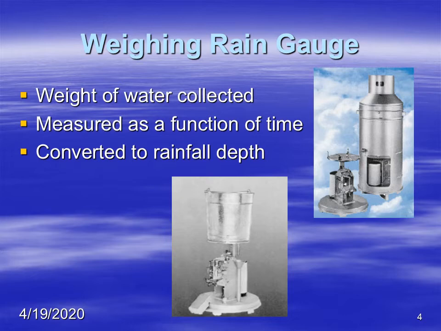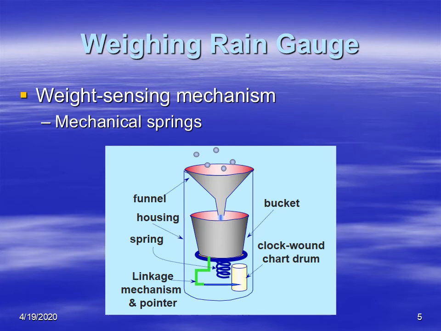So weighing rain gauges use the weight of the water to produce an output that determines the depth of precipitation, the amount of water that fell. It can figure out, if you have some sort of clock to time the weight of the water over a period of time, and that can be converted into the depth of rainfall. The weighing rain gauge uses some sort of mechanical mechanism to measure the weight of the water.